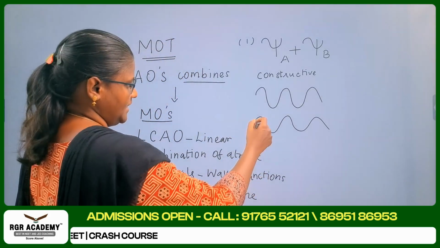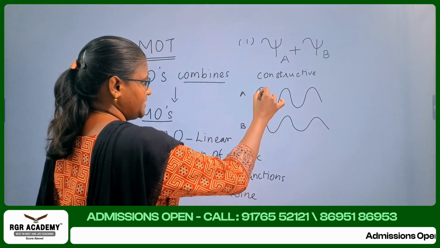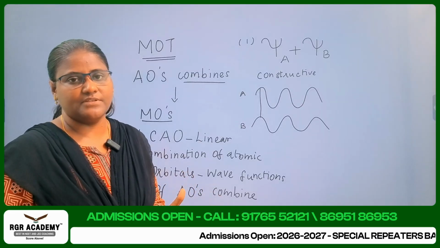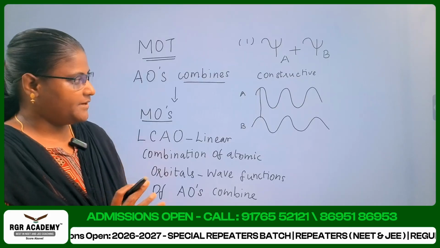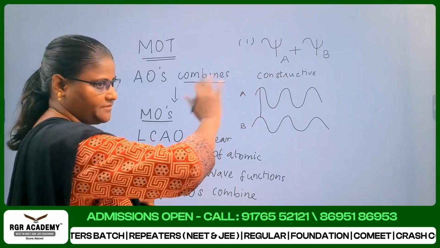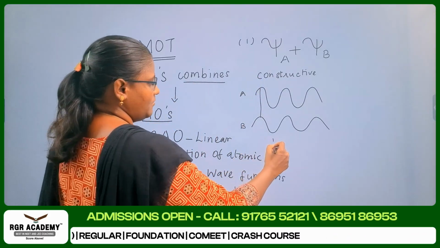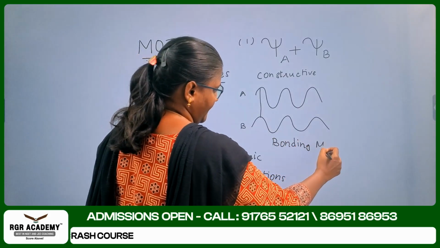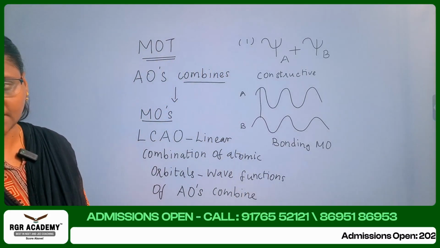What does it mean? The crest of B coincides with the crest of A. So you have the maximum probability of the electrons combining around the nucleus. The probability of finding the electrons will be maximum. That is why it is said to be constructive. When they are constructive, it is said to be a bonding molecular orbital.